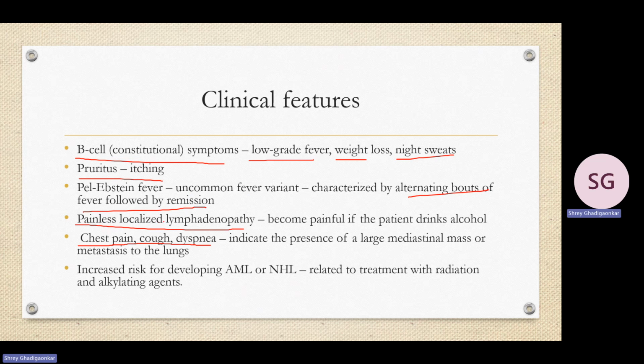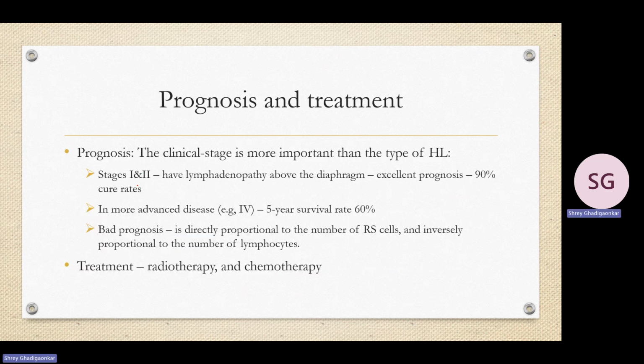There's also an increased risk for developing AML as well as non-Hodgkin's lymphoma, but this is mainly due to treatment with radiation and alkylating agents. So regarding the prognosis, the clinical stage is usually more important than the type of Hodgkin's lymphoma. For instance, stages 1 and 2 have lymphadenopathy above the diaphragm, and this is associated with an excellent prognosis. However, in the more advanced diseases, like in stage 4, for instance, the 5-year survival rate is 60%.